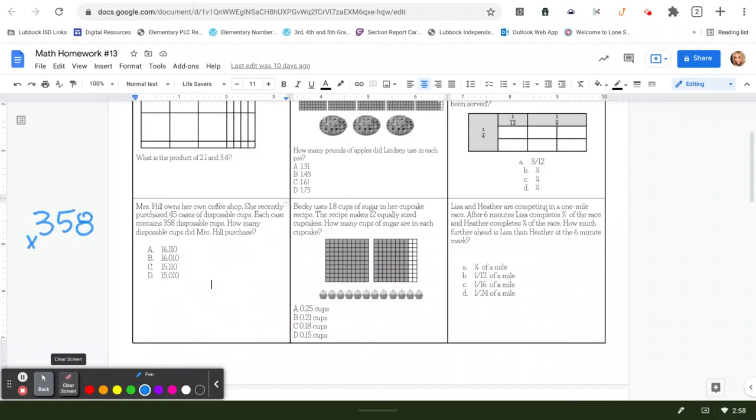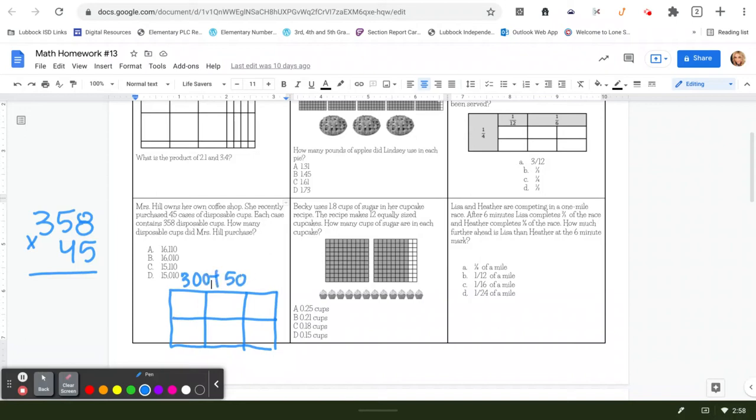So you can do 358 times 45. If you are still on area model, that's what I need you doing. This is whole numbers, so some of you are ready for the algorithm on this. You know who you are. So you could do 300 plus 50 plus 8 times 40 plus 5, and now you can multiply.